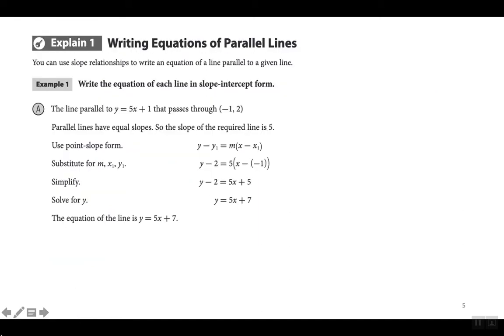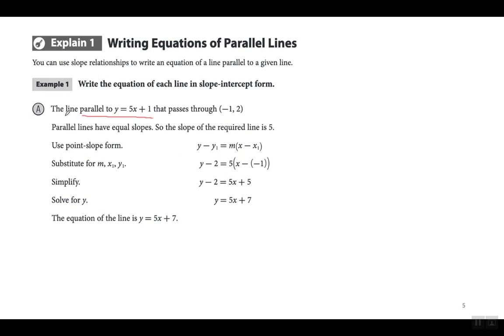Alright, so look, here's our first example of what you're going to have on the homework. It says, write the equation of each line in slope-intercept form. Tenemos que escribir la ecuación de cada línea en slope-intercept form. They want us to write the equation of a line that's parallel to y equals 5x plus 1. Let's stop right there 1 second.